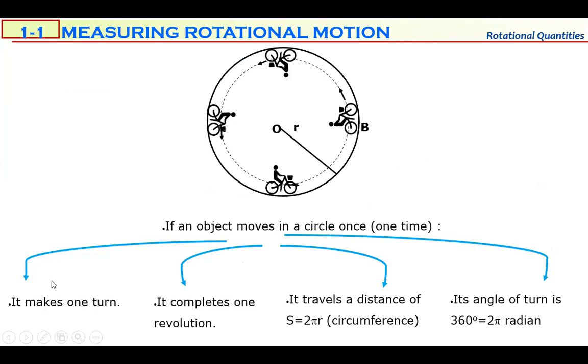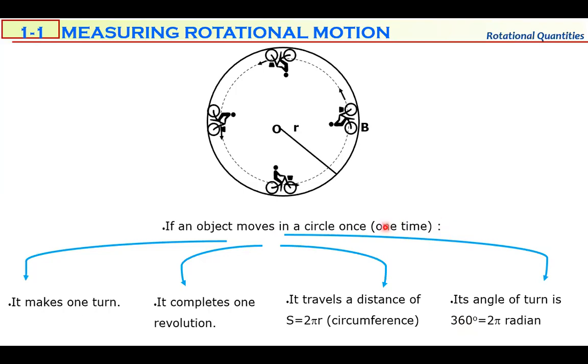For example, if a bicycle or object moves in a circular path once, we say that it makes one turn. It completes one revolution. It travels a distance equal to the length of the circumference, which is 2 pi r, and its angle of turn is 360 degrees, which is 2 pi radian. These are all defining the same thing: one revolution, moving on a circle once, making one turn, completing one revolution, traveling a distance of 2 pi r, and turning through an angle of 2 pi radian, which is equal to 360 degrees.